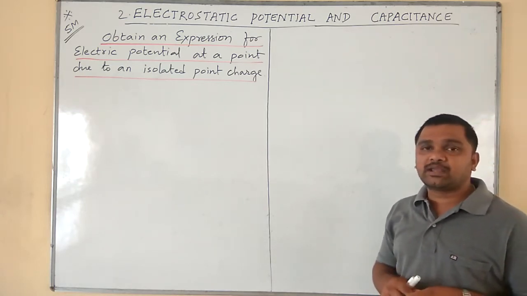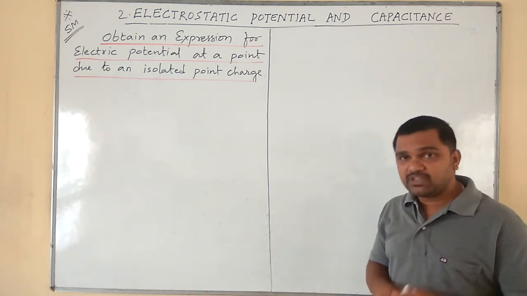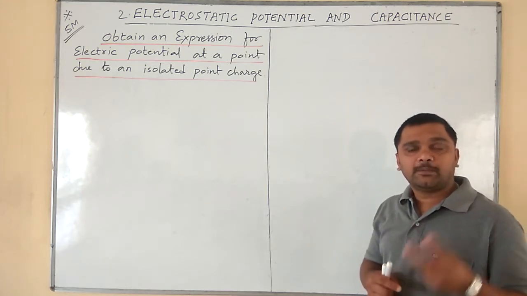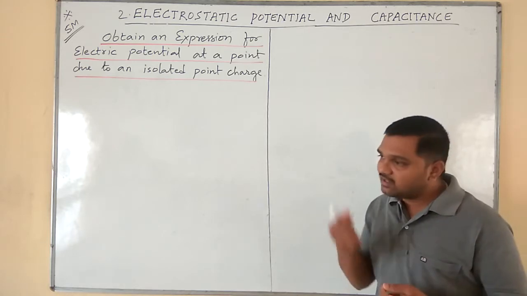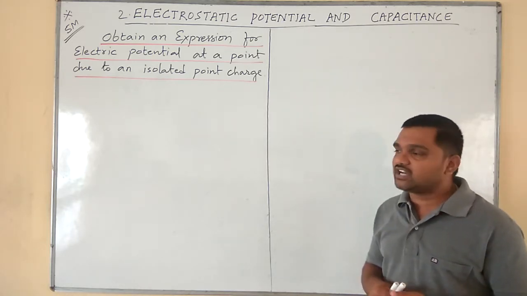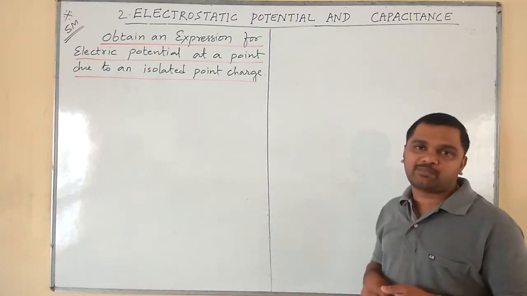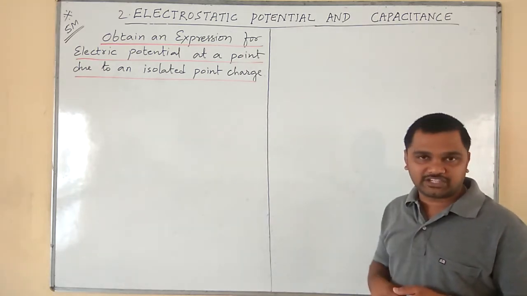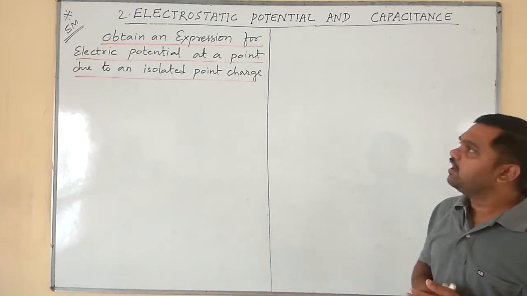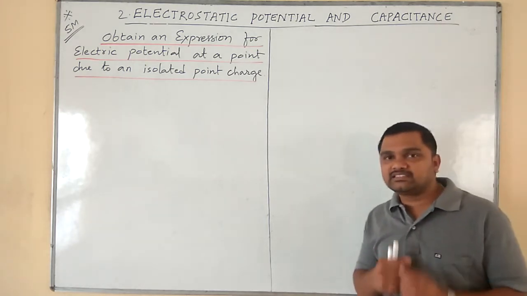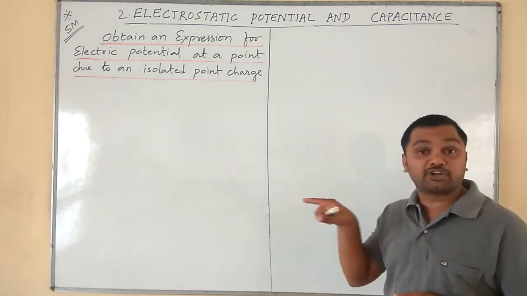Similarly, what is electric potential difference? Electric potential difference between 2 points in an electric field is the amount of work done in moving a unit positive charge from one point to another point against the field direction, or opposite to the field direction, isn't it? In this class, let us derive an expression for that electric potential.